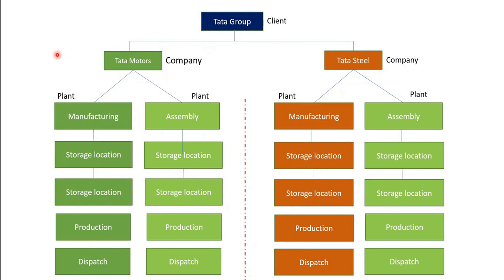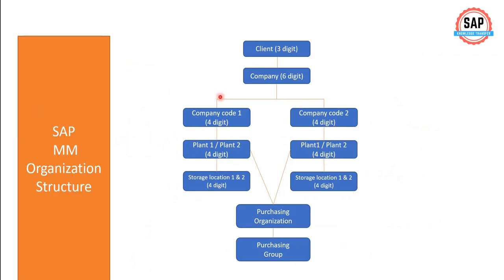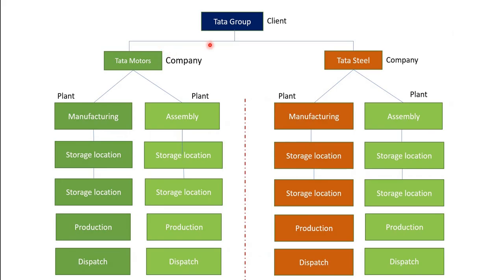Okay, I can understand this diagram, but I have a doubt. In the last slide, what you showed, there is a client, within the client there is a company, and one company has two company codes. I'm not able to identify that in the next slide. Actually, here we have two companies. I mentioned the company name, and this is a company code actually.